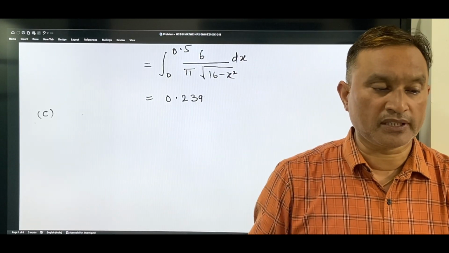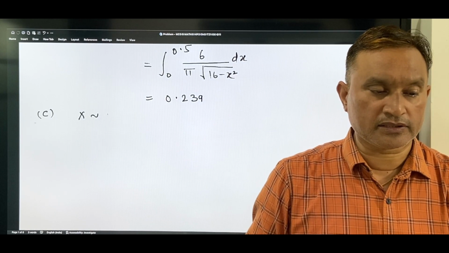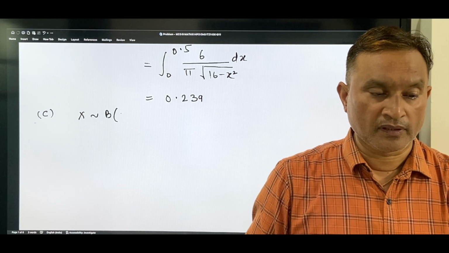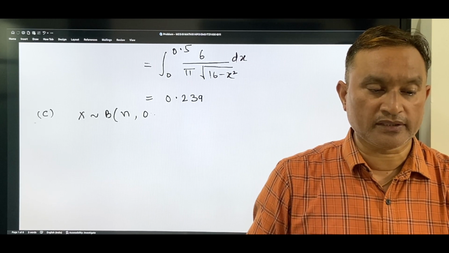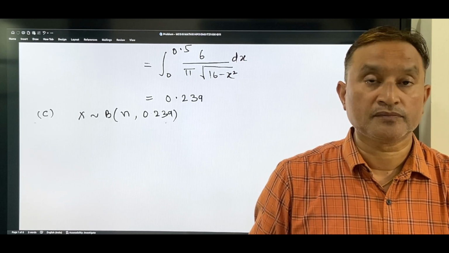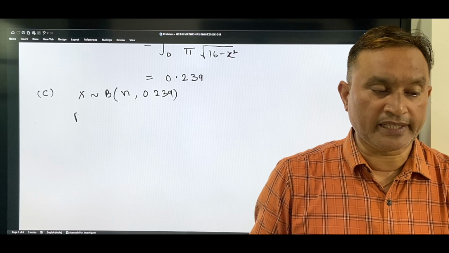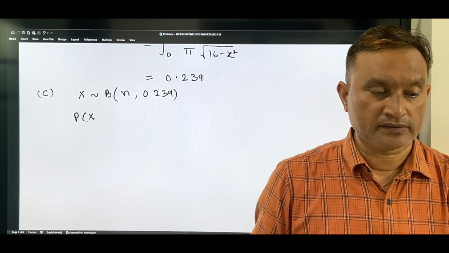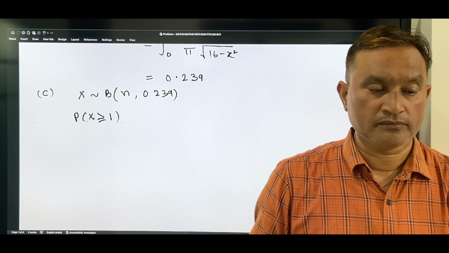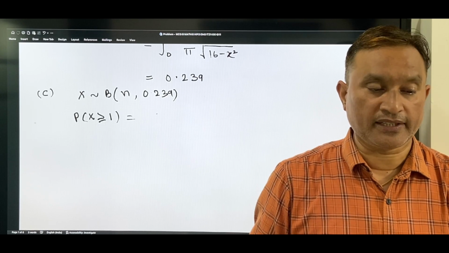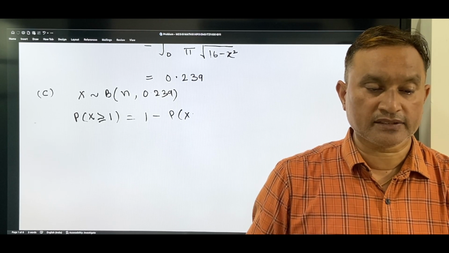We will use the binomial distribution here. Random variable X is distributed as binomial with number of trials n, and the probability of success would be 0.239, and we are looking for the probability X is greater than or equal to 1. So we can write 1 minus probability X equals 0.